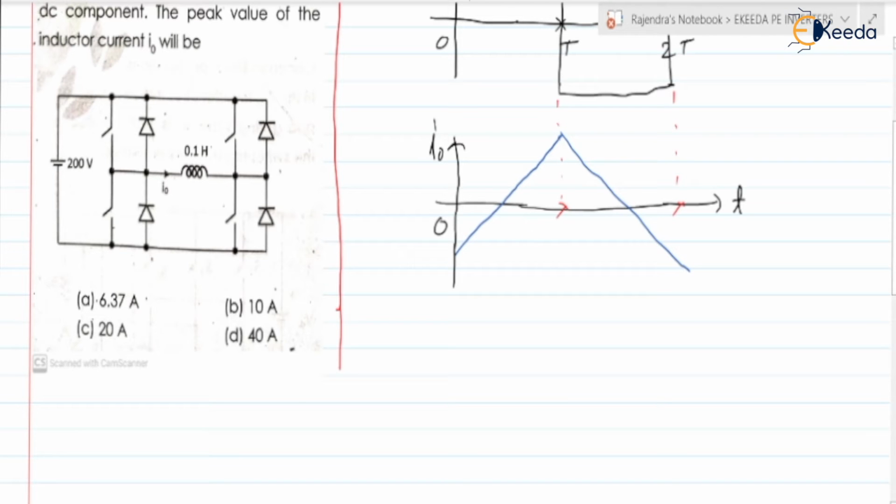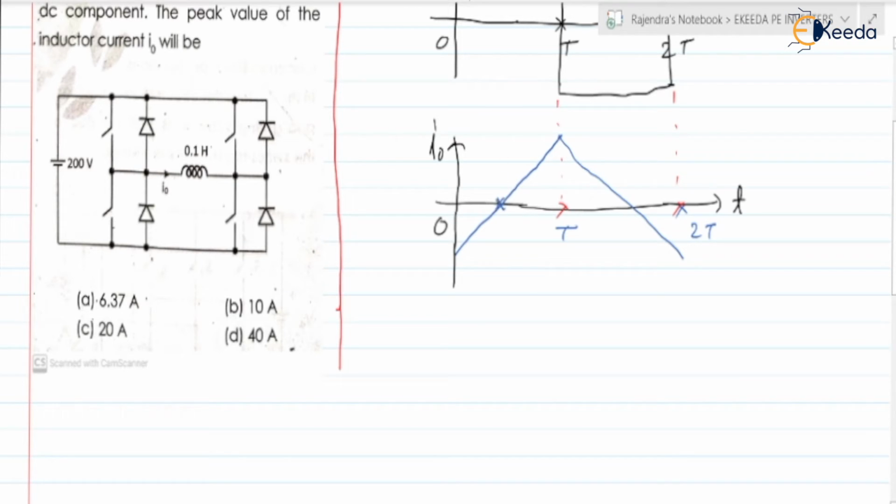If you check, the load is inductive, so definitely the current flowing through the load should lag the voltage across the load by an angle of 90 degree. So this is t, and here we have 2t. This 2t indicates one complete cycle, that is 360 degree. So t indicates 180 degree.